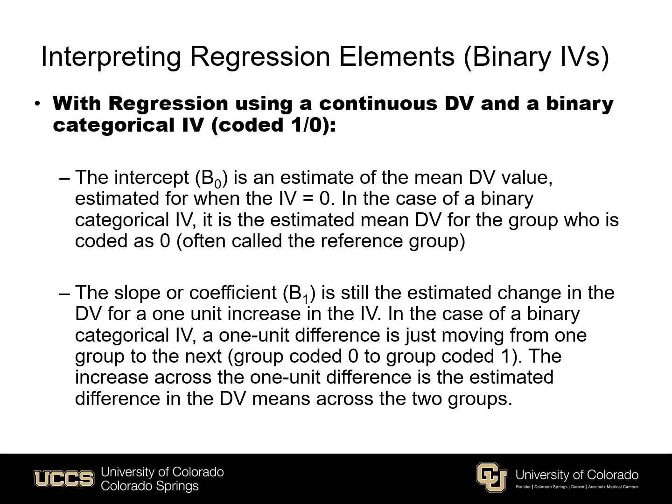Now to the slope. The slope coefficient, B1, it'll always be at the highest level, the estimated change in the dependent variable for a 1 unit increase in the independent variable. In the case of a categorical independent variable, that 1 unit difference is just moving from one group to the next. You're going from the group coded 0 to the group coded 1. So then that increase across that 1 unit difference is then the estimated mean difference in the dependent variable across those two groups.